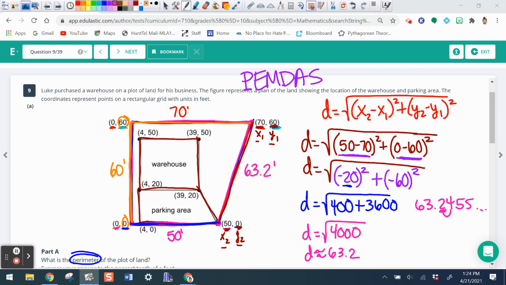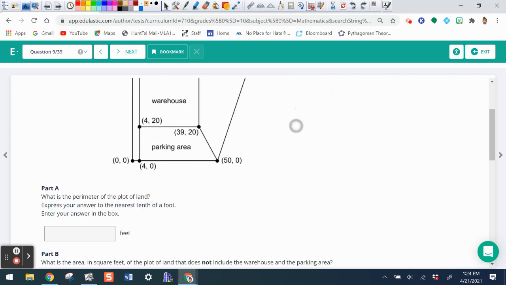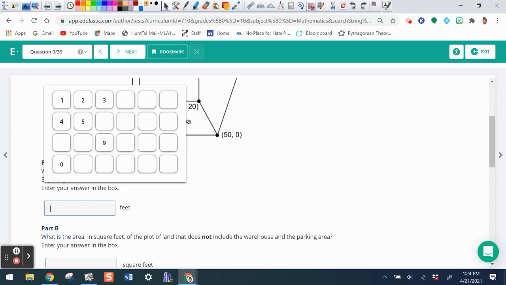So now to find perimeter, which the definition of perimeter is total distance, we're going to simply add these 4 distances of these 4 sides. So 60 plus 70 plus 50 plus our final measurement 63.2, and we get 243.2 feet. So I'm going to put that in our part A.